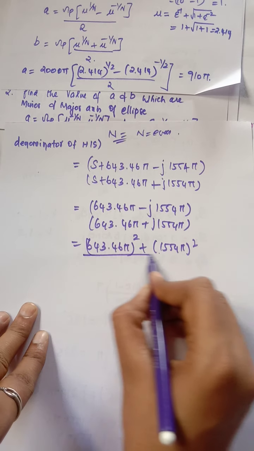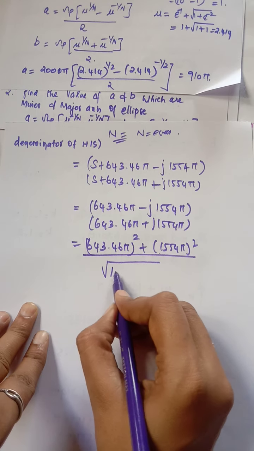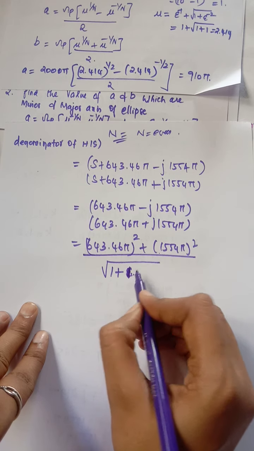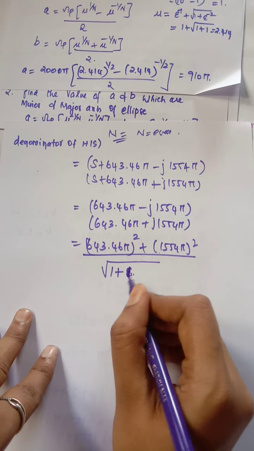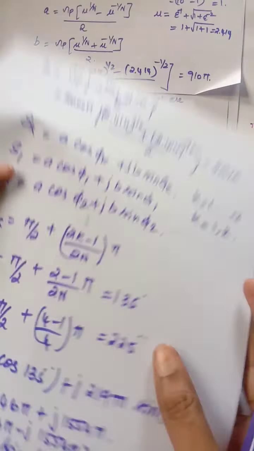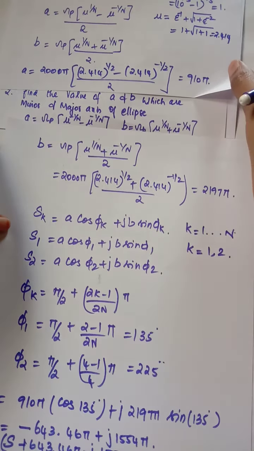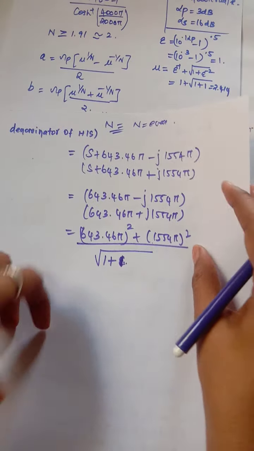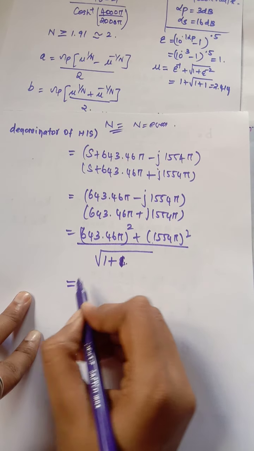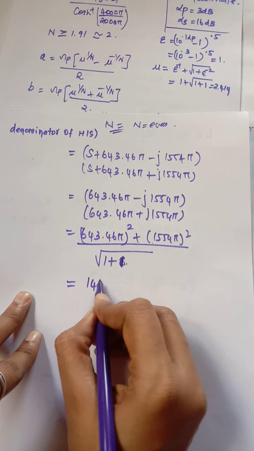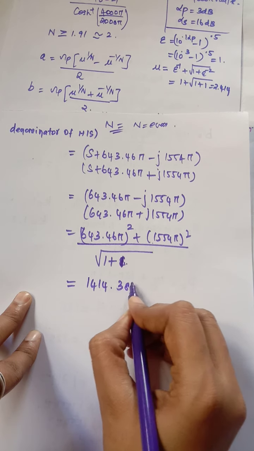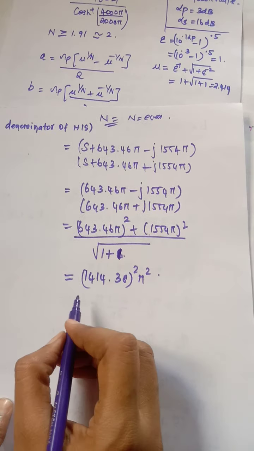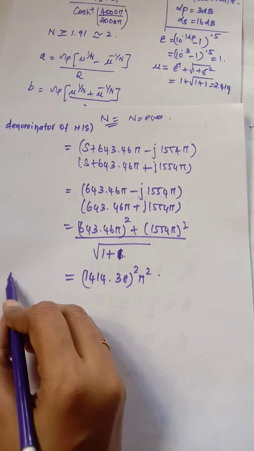So now after finding this, we need to divide by root of 1 plus epsilon square. So here the epsilon square is 1. Directly I am writing epsilon square, epsilon is 1. According to the problem, we have found out this epsilon is equal to 1 here. So I am substituting here. So when you simplify this, what you will get is (144.38) the whole square into pi square. So this is what the numerator value.